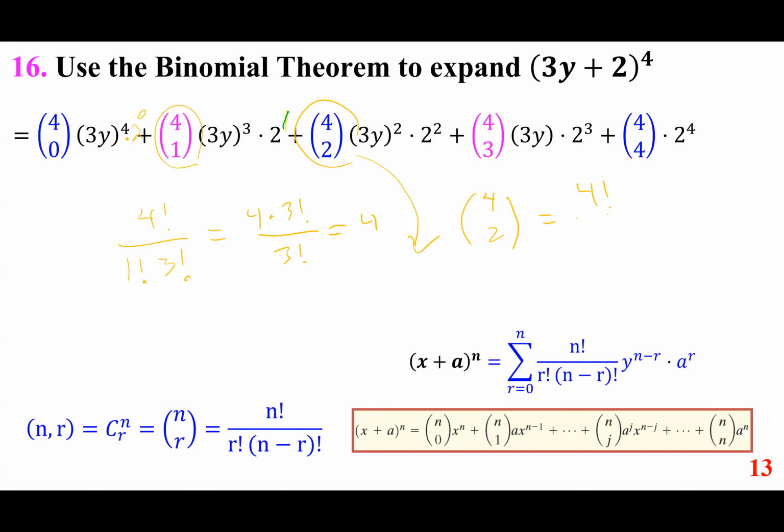4 factorial over r factorial, which is 2 factorial, times n minus r, 4 minus 2. So that's another 2 factorial. So the bottom is 2 times 2, because 2 factorial is 2 times 1. Okay. So 2 times 1, 2 times 1. The top is 4 times 3 times 2 times 1. And 4 cancels out the 2 times 2. And we end up with number 6.